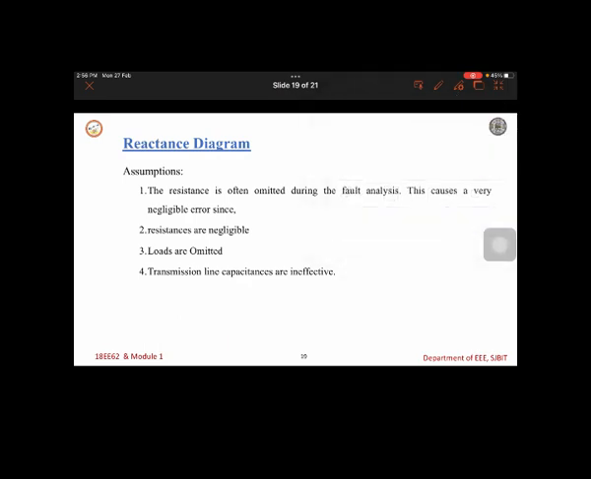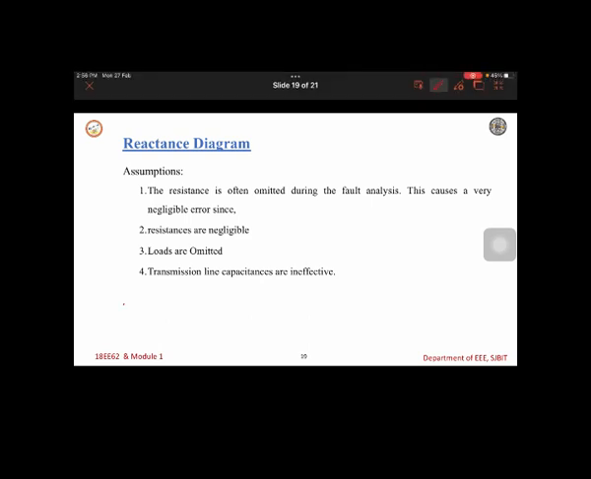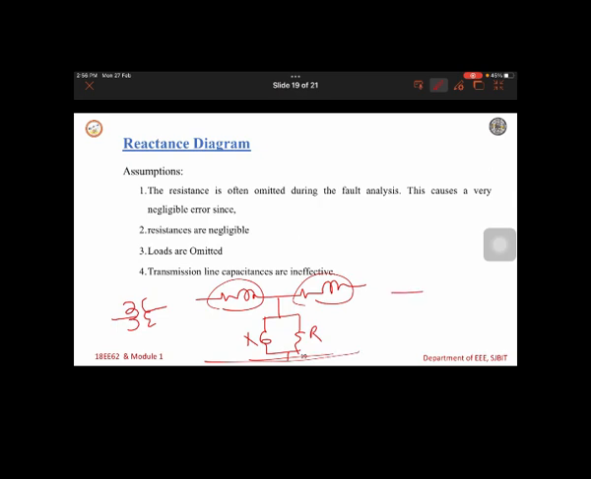transformer, suppose the transformer symbol is like this, and its equivalent circuit as I wrote before: primary winding, secondary winding and then the magnetizing component. This is the resistance, reactance, this is primary and secondary. The equivalent circuit is only this much. That means we are neglecting the magnetizing component and the resistances in primary and secondary winding, and we put together these two reactances in primary and secondary, that is the transformer reactance. This is how we write the equivalent circuit with assumptions for writing the reactance diagram.